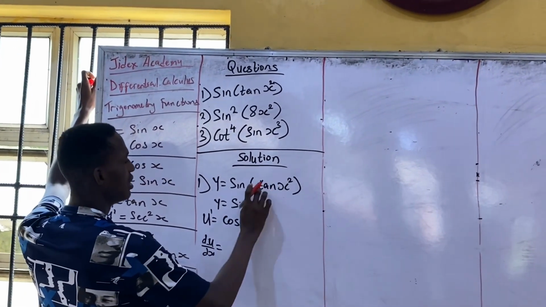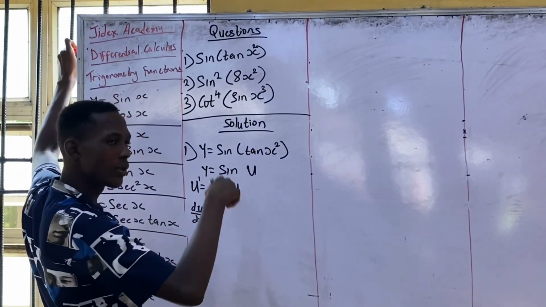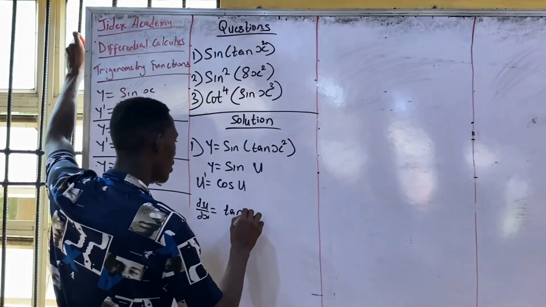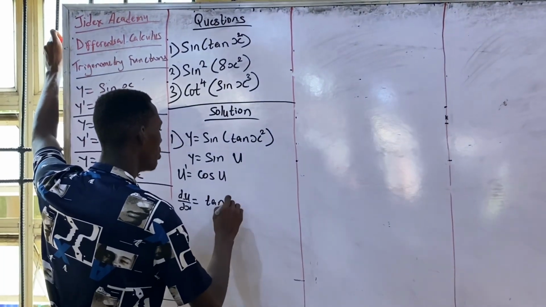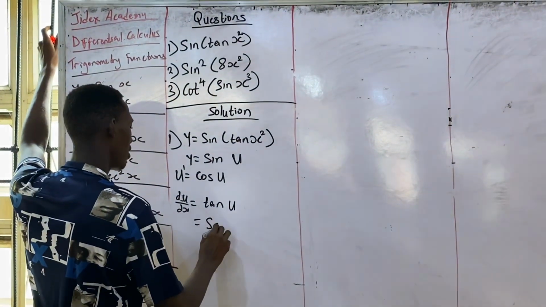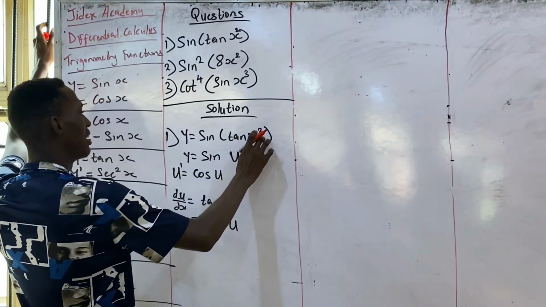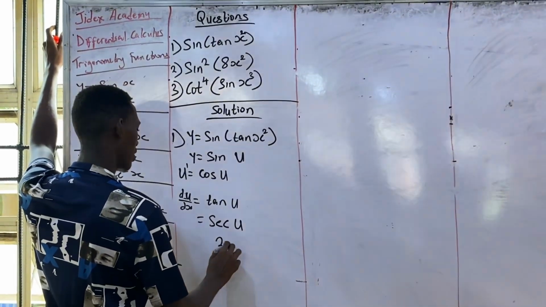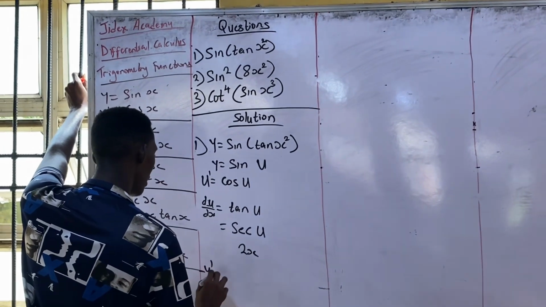If I find the derivative of this, we will be having another chain rule inside, which will be what? Tan another u. So I'm trying to make this as layman as possible. So of course this will be what? Sec u. Then we can now find the derivative of this itself, and that will give us what? 2x.